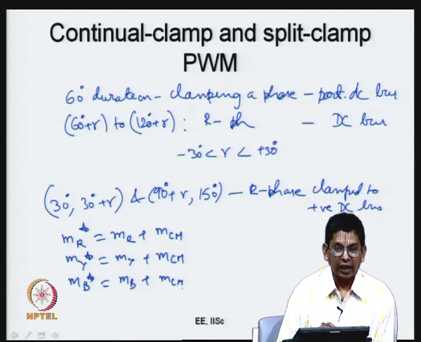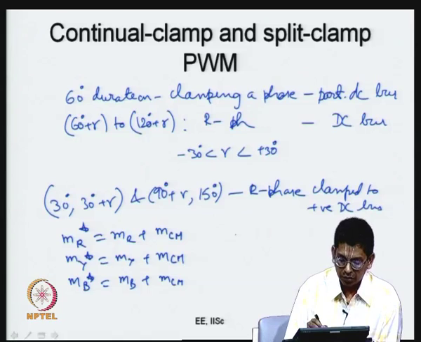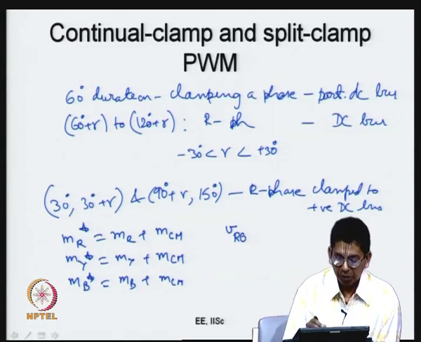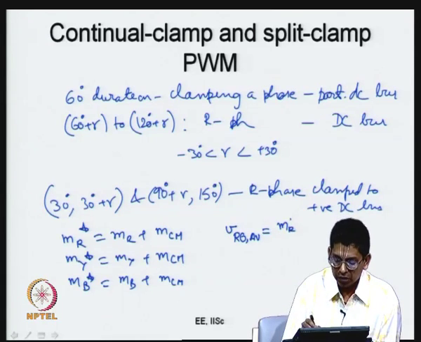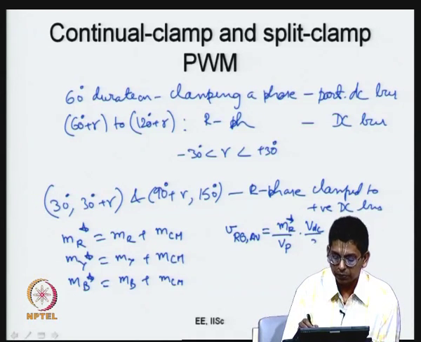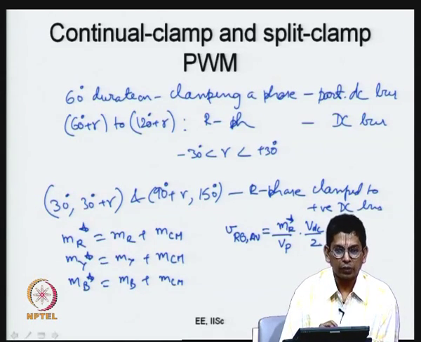Now if you look at the average pole voltage, pole meaning the midpoint of this, VRO is measured with respect to the midpoint, and its average value, average meaning this VRO is averaged over a half carrier cycle. If you do that, what you are going to get is MR star upon Vp times Vdc by 2. This is what you will get now.